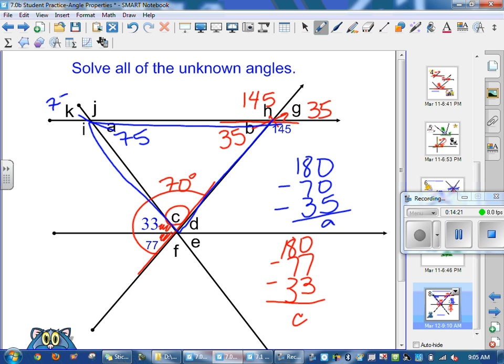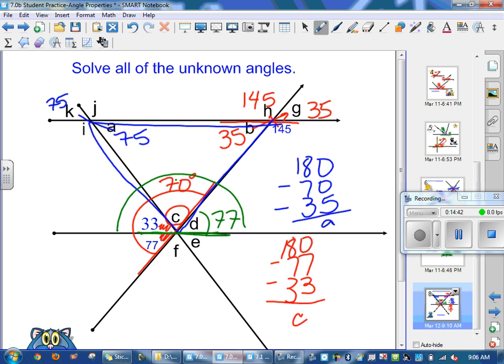Okay, let's find now. If we know this guy's 70, these guys add to a straight line right there. So how big is D? I've got 33 and 70. I need to find D. 77. Good work. Okay? Those three add to 180 and make a straight line.